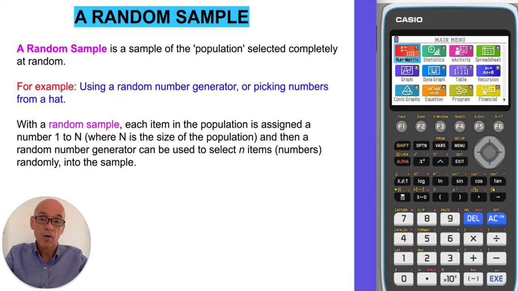So, a random sample. This is a sample of the population selected completely at random, as it says. We can do that in a variety of ways. We can pick numbers from a hat, or we can generate numbers using a random number generator. So with a random sample, each item in the population is assigned a number from 1 to n, where n is the population size, and then a random number generator can be used to select the number of items that we want from that sample.